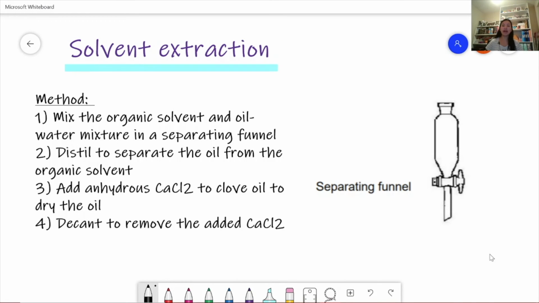Now we're going to look at how to extract solvents. So the first thing you do is mix the organic solvent and oil water mixture in a separating funnel like the one on the right. And then you distill to separate the oil from the organic solvent. And then we add anhydrous calcium chloride to clove oil to dry the oil. And then we decant to remove the added calcium chloride.